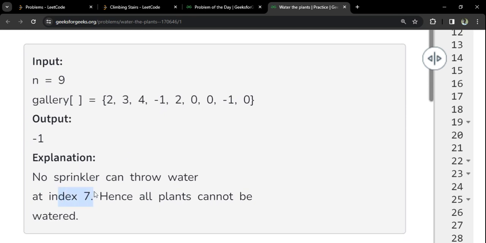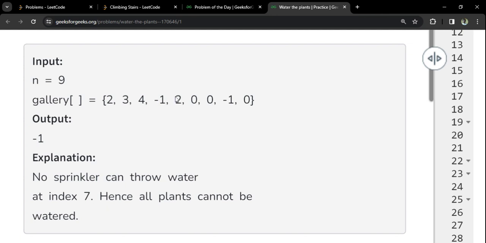Index 7 cannot be watered by anyone. Try to understand this fact. The maximum possible value is 4, right? What 4 means is it will be in a position to water these 4. No one else could even reach here, because to the left of it are even smaller ones, and similarly to the right of it are even smaller ones.